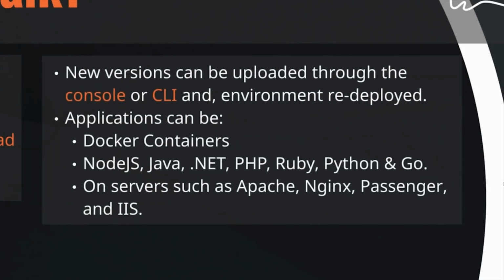If you need to change your code after you've deployed it, it's quite easy to upload new versions of that code, and that can be done through the console or the command line interface. And also complete environments can be redeployed if need be. Your application that you're deploying could be a Docker container. It could be raw code. It could be Node.js, Java, .NET, PHP, Ruby, Python, or Go. You just supply your code and Elastic Beanstalk will deploy that for you and it will provision that Node.js or whatever environment for you automatically. Or it could be a service such as Apache, Nginx, Passenger, or IIS.